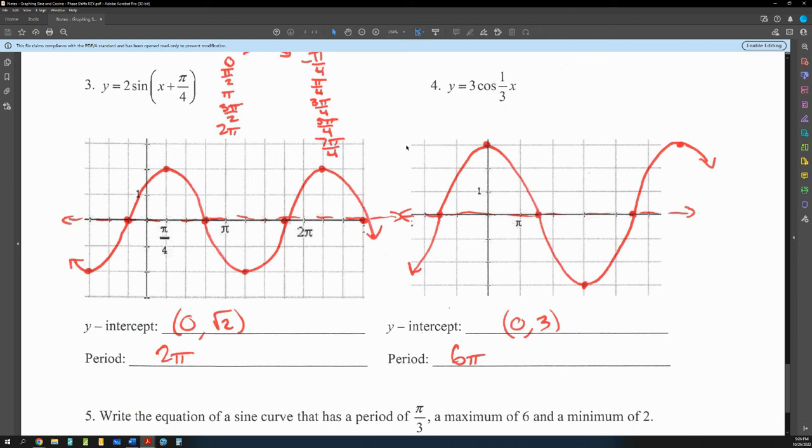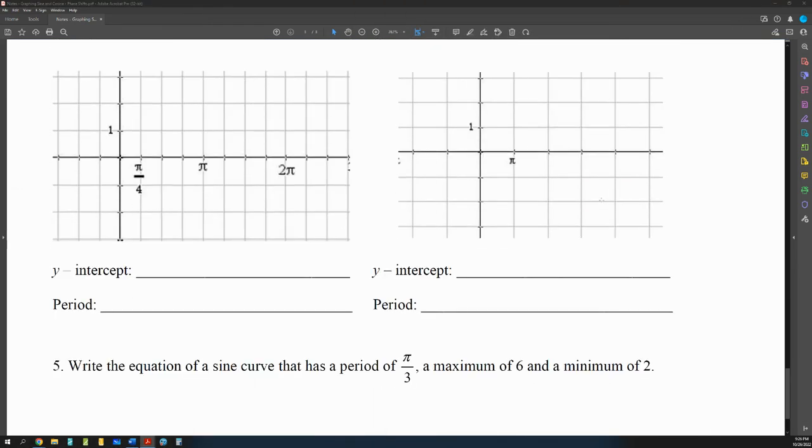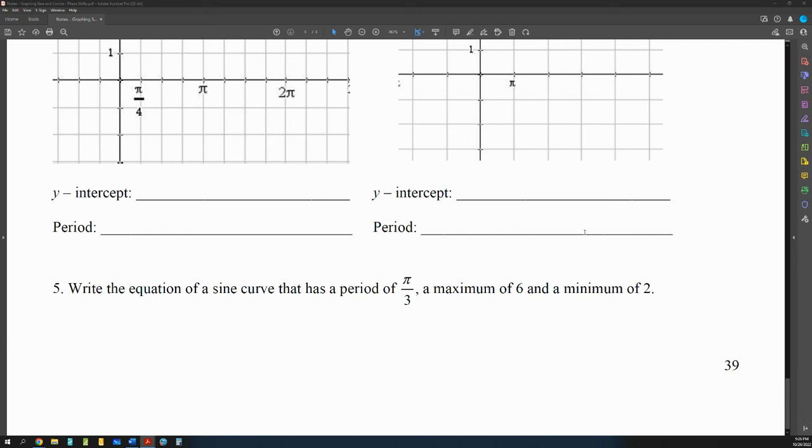Okay, let's do the last one together, number 5 at the bottom of the page. Number 5 says, write the equation of the curve that has a period of pi thirds, a maximum of 6, and a minimum of 2. And this is a sine curve. So I know that I'm going to have y is equal to the sine of something, right? Well, it's going to have a period of pi thirds, and I know that period is equal to 2 pi over b. So that's going to help me find my b value.